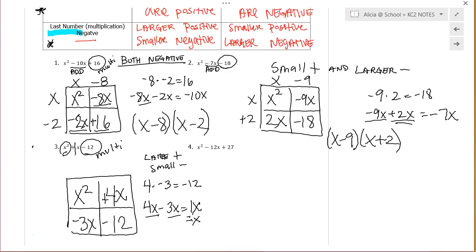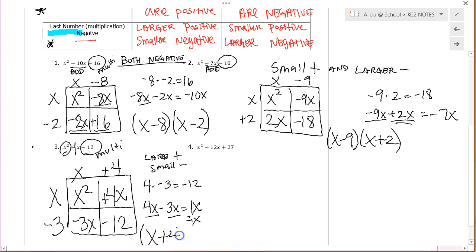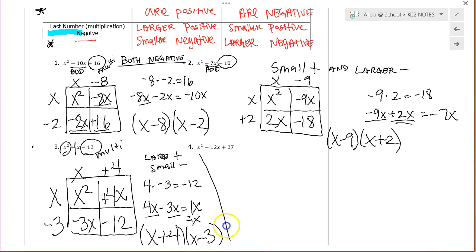Finding the outsides of our binomials, x times x is x squared, x times a positive 4 gives me a positive 4x. X times a negative 3 gives me a negative 3x. Negative 3 times positive 4 does give me my negative 12. So my answer here then is going to be x plus 4 times x minus 3. Again, these are called our factors. So in case I ever ask you to find your factors, that is what I need you to do.